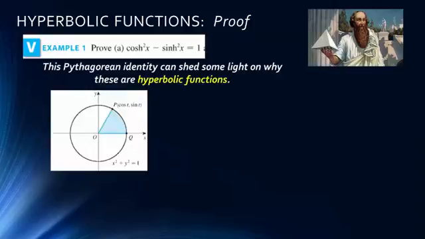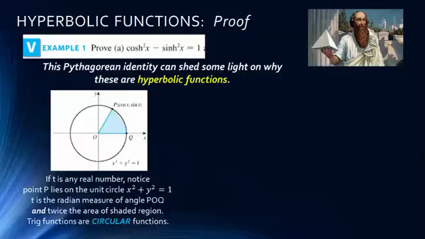So the Pythagorean identity can shed some light on why these are hyperbolic functions. Remember from trigonometry, if t is any real number, notice that point P lies on the unit circle x squared plus y squared equals 1, where t is the radian measure of the angle POQ and twice the area of the shaded region. Trig functions are called circular functions for this reason.